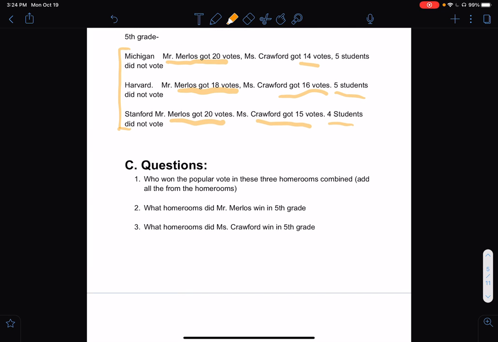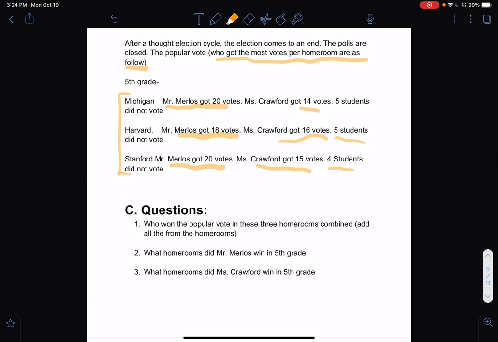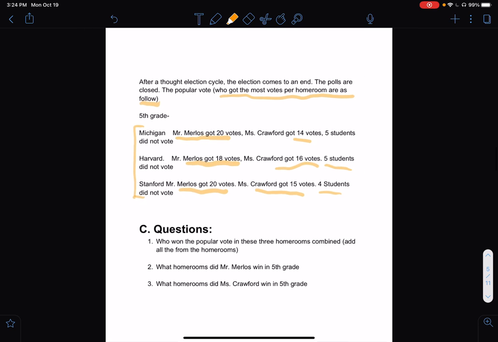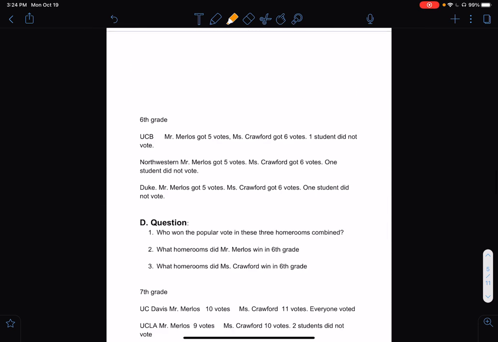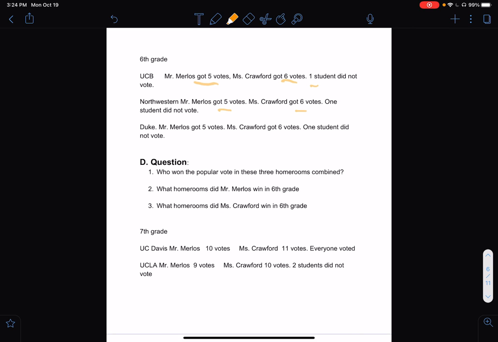What homerooms did Mr. Merlos win in fifth grade? What homerooms did Miss Crawford win in fifth grade? This is pretty straightforward, right? These are the results for just fifth grade. You're going to do the same thing for 6th grade. In 6th grade, you see Mr. Merlos got 5 votes. Remember, the homerooms were smaller, so it's smaller amounts. I got 5 votes. Miss Crawford got 6 votes. One student did not vote. In Northwestern, I got 5 votes, she got 6 votes. One student did not vote. And in Duke, I got 5 votes, and she got 6 votes. So very similar here, okay?